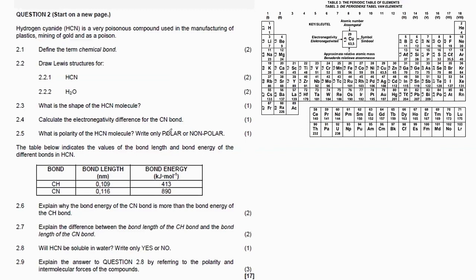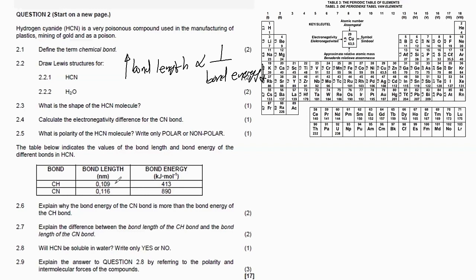So we already discussed the relationship from the previous question. We said the bond length is inversely proportional to the bond energy. So what we are expecting here is that when there is a longer bond length, there is a smaller bond energy. Then explain why the bond energy of the CN bond is more than the bond energy of the CH bond. Now let's look at what we have here.